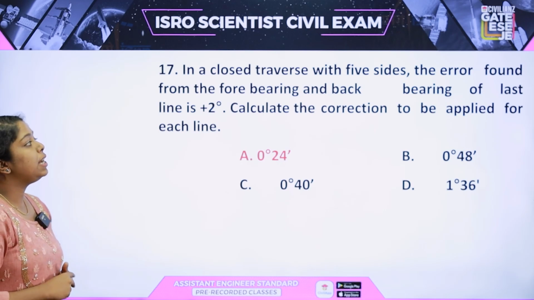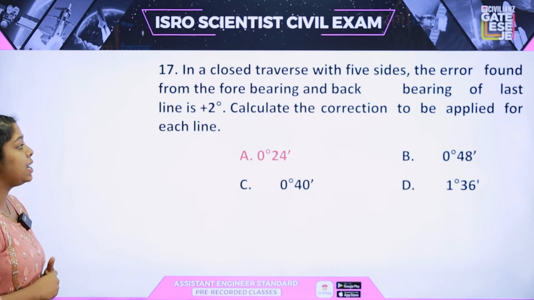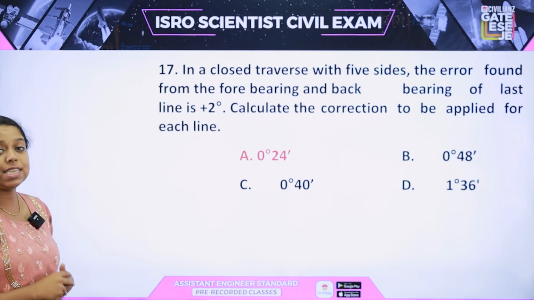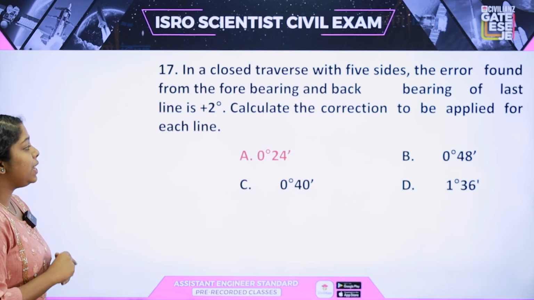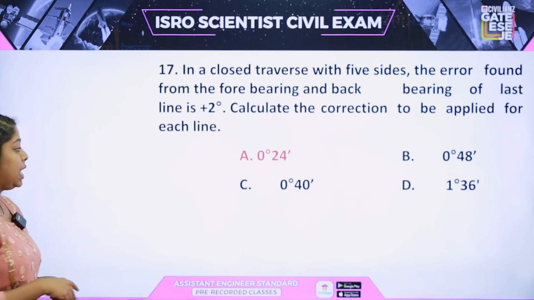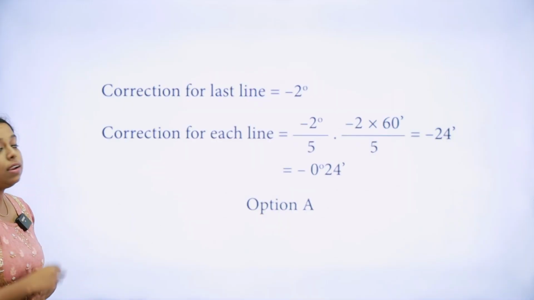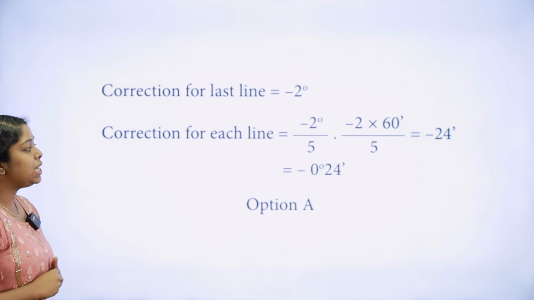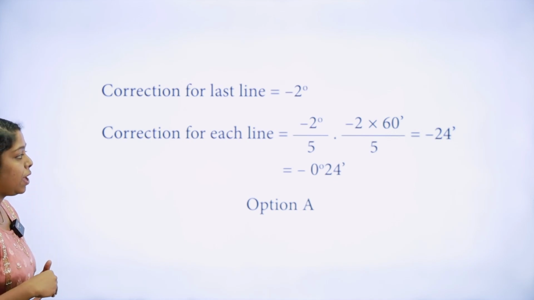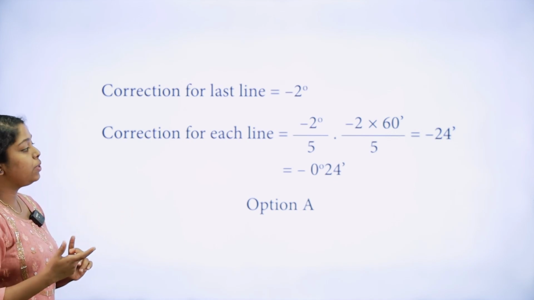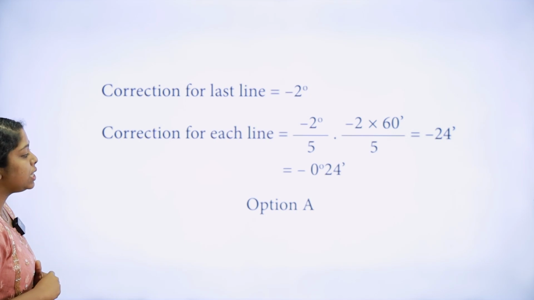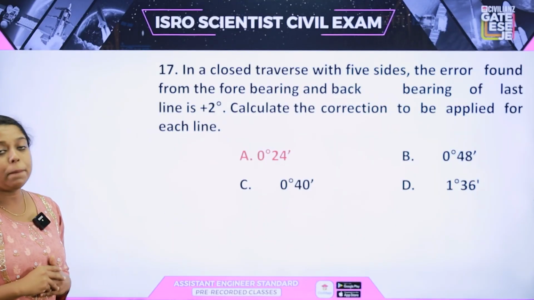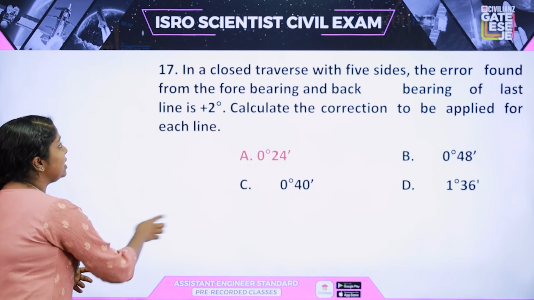So we have been given a closed traverse with 5 sides. The error found from the fore bearing and back bearing of the last line is plus 2 degree. Calculate the correction to be applied for each line. So we have been given the correction for the last line is 2 degree. So correction for each line is equal to 2 degree by 5. While converting the degree into minute, we will obtain the answer as 0 degree and 24 minute. So option A is the right answer.